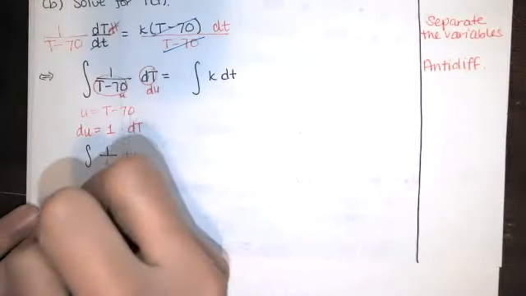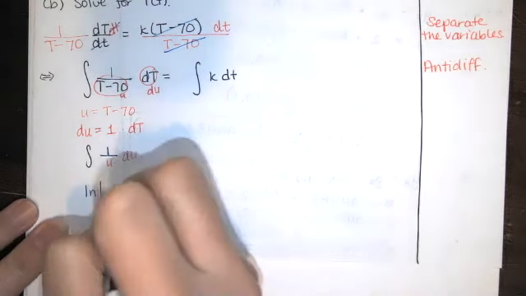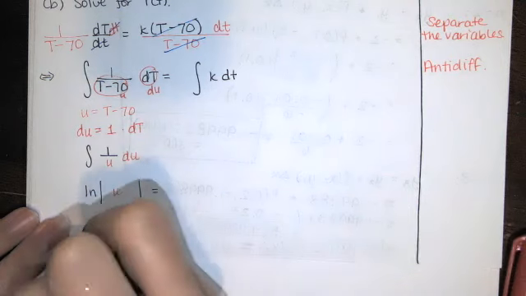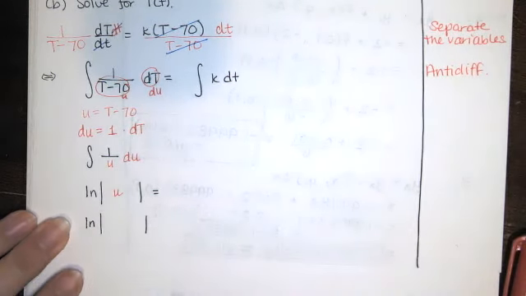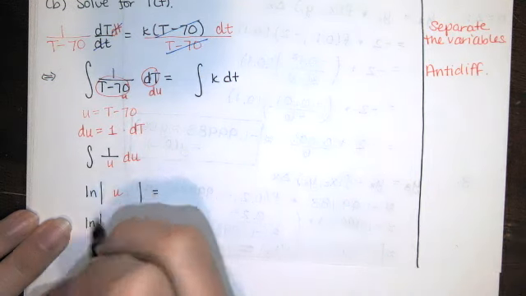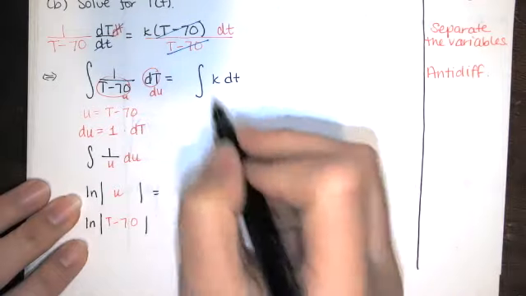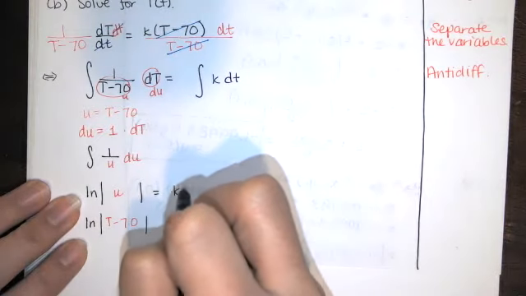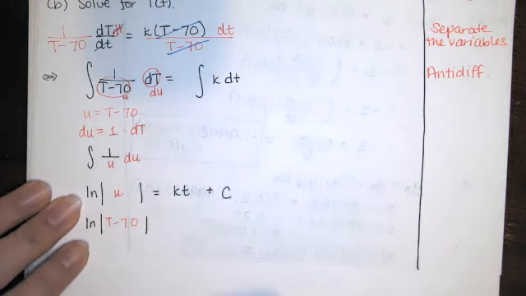And that's easy enough to solve. We've got a rule for that. The antiderivative of 1 over u is the natural log of the absolute value of u plus C, but we're going to let the constant of integration on the right absorb the constant of integration from the left. And u is T minus 70. The antiderivative of k with respect to t is k times t. Don't forget your constant of integration.